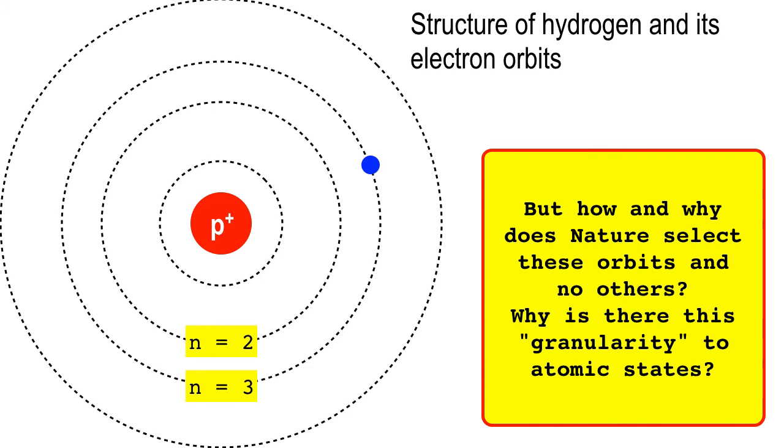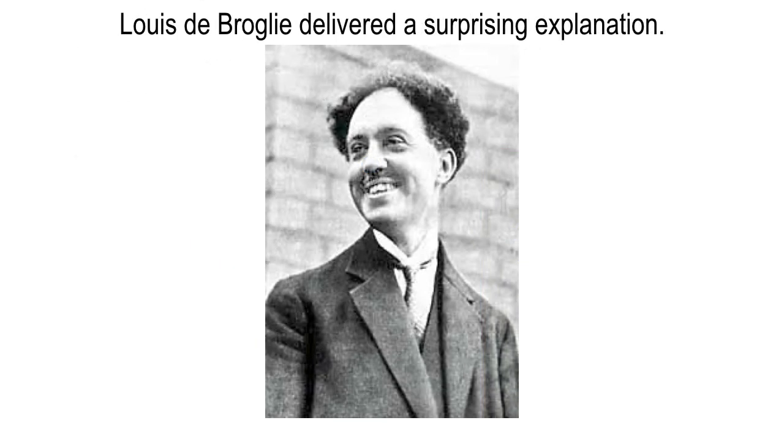So why is there this granularity? Why don't you get a grayscale variation from one orbit to the next? It's like my way or the highway. It's either n equals 2 or n equals 3, and you don't get an n equals 2.5. It's like, how do they say, close only counts with horseshoes? Yeah, same thing here in the atom. It's either n equals 2 or n equals 3 or one of the other integers. But no fractions. Right? The guy that figured it out was Louis de Broglie.